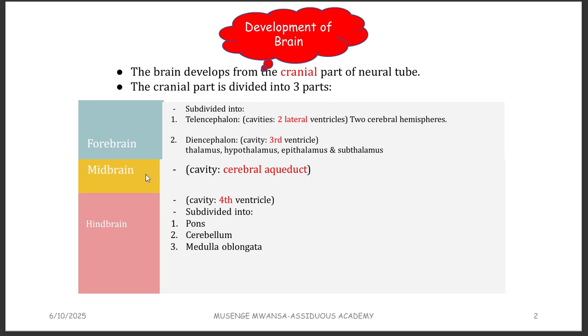The midbrain, this is now a connection between the forebrain and the hindbrain. And we'll talk about the pathways, that actually it is a part itself as a midbrain like that. The hindbrain has got the pons, the cerebellum, and the medulla oblongata.